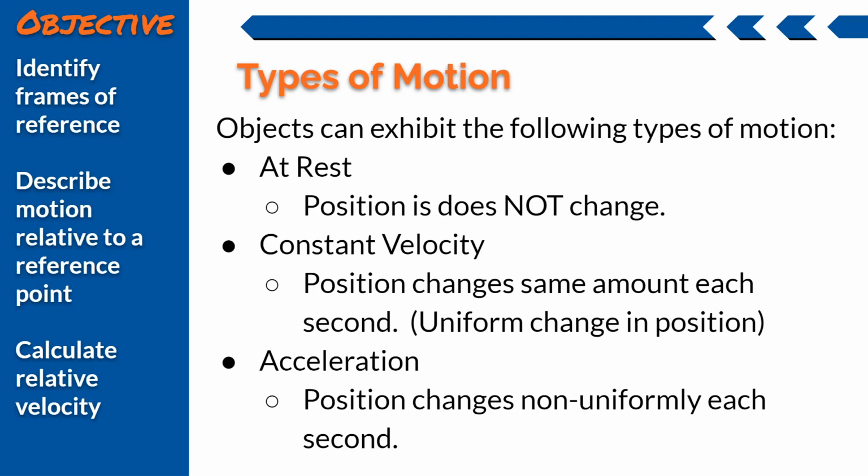If we're talking about an object that is accelerating, then instead of that regular pattern 2, 4, 6, 8, instead of that uniform change, you have a non-uniform change, where instead of a constant value that it's changing by, you might have positions that go from 2 to 6 to 12 or whatever. Okay, but you're going to have a non-uniform change in position each second. So that's what we're looking at when we talk about something accelerating: positions changing non-uniformly each second.